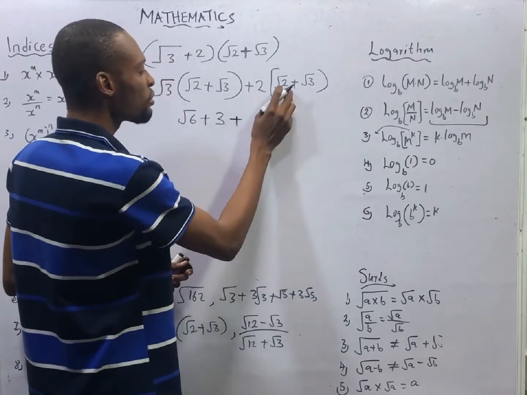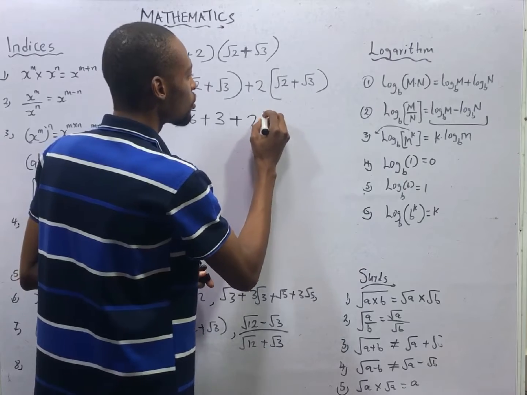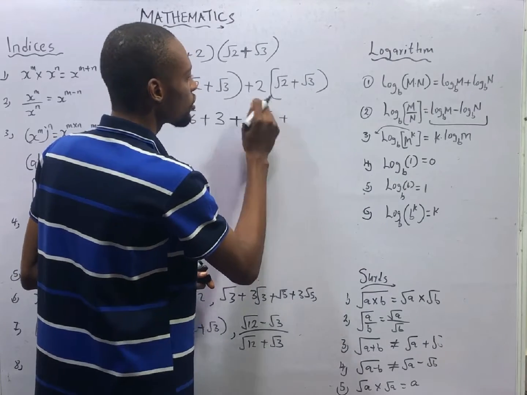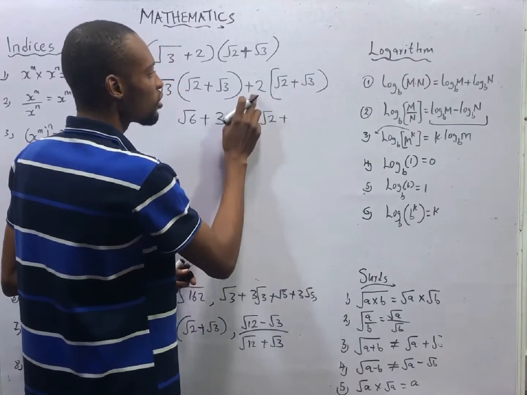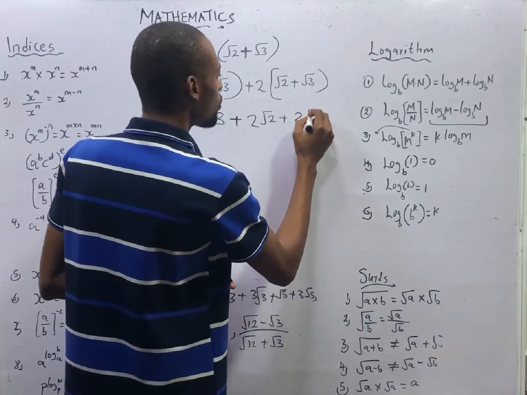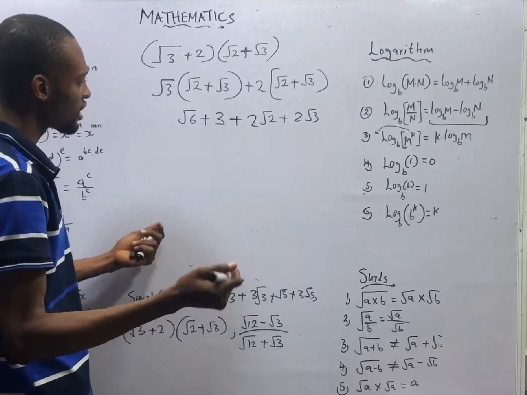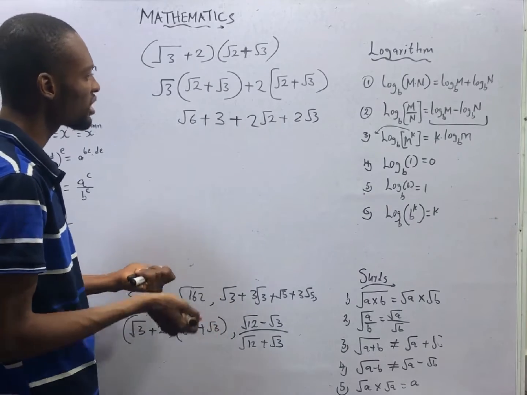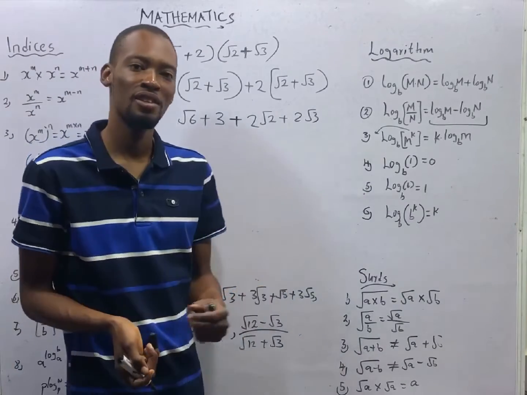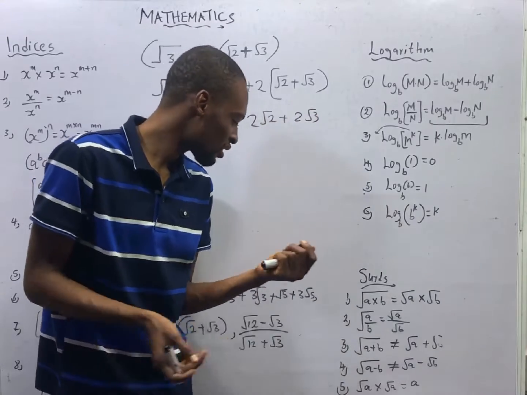Plus 2 times root 2, that is 2 root 2. Plus 2 times root 3, 2 root 3. From here, there is no like term to collect, nothing to add, nothing similar. So we have to leave the answer that way.